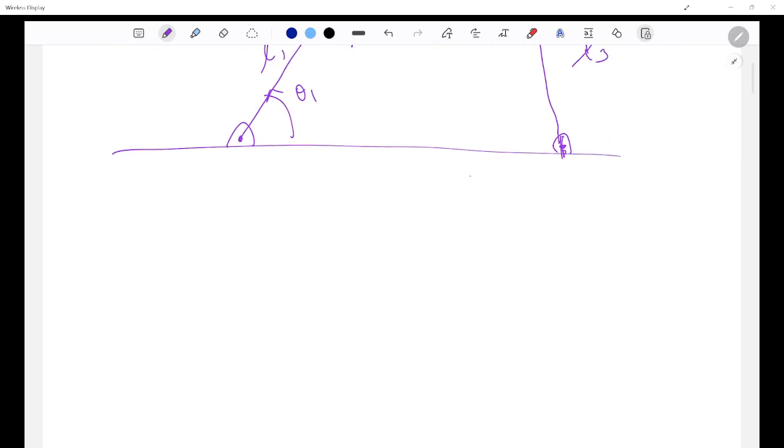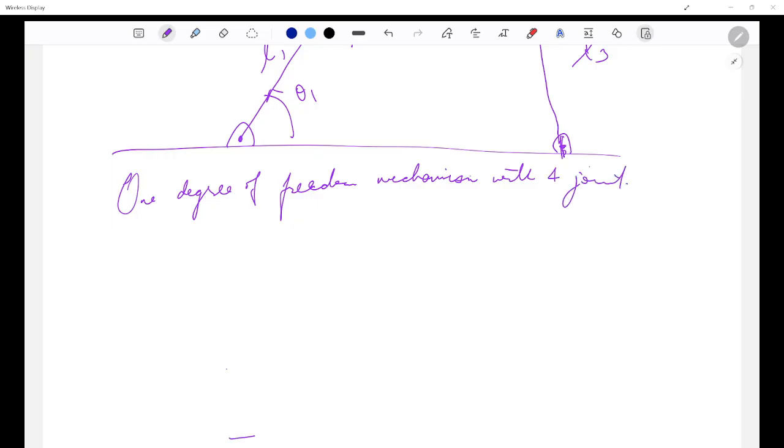So, 1 degree of freedom mechanism with 4 joints. It is very well known. As I said, link 2 is called coupler, and it is the typical output link, because its position and orientation is something that we want to control.